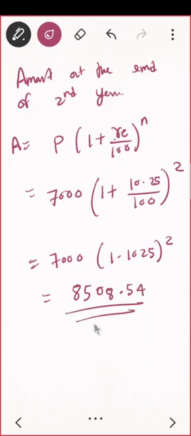Okay. Anybody else with the same answer? Okay.